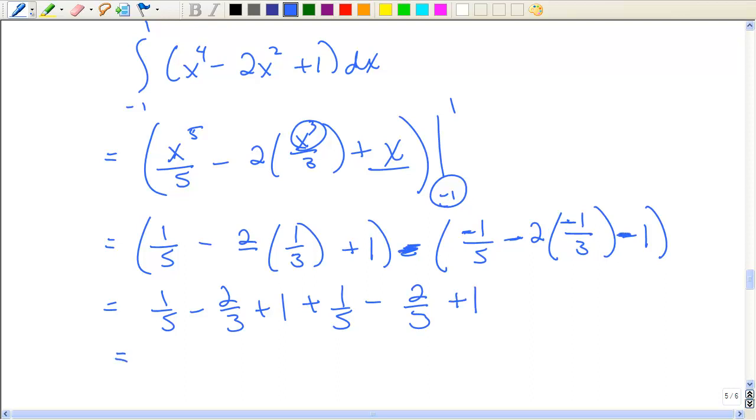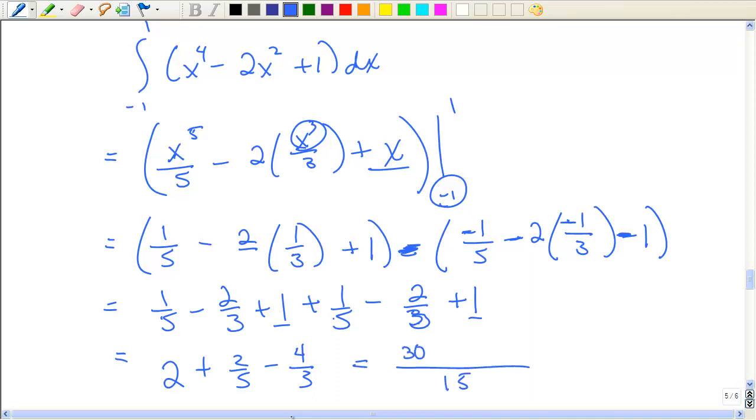Do you have anything that cancels? That's a third. No, they're all alike. So let's see. 1 plus 1 is 2. 1/5 and 1/5 is 2/5. Minus 2/3 and minus 2/3 is minus 4/3. All right, so we could find a common denominator, which would be 15.